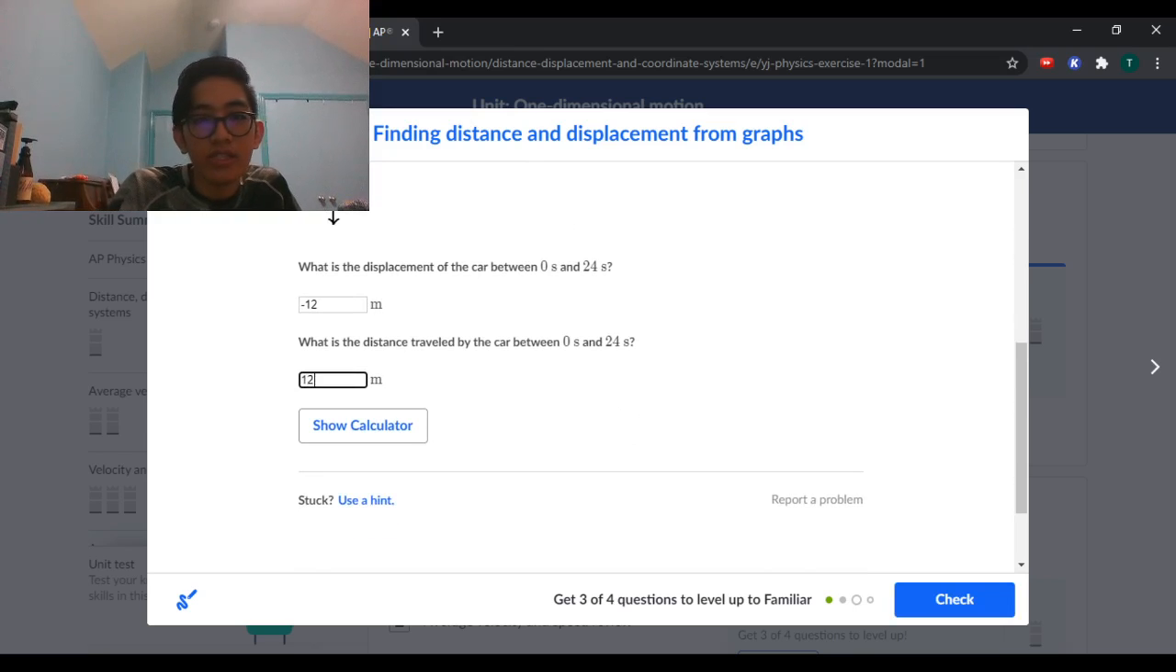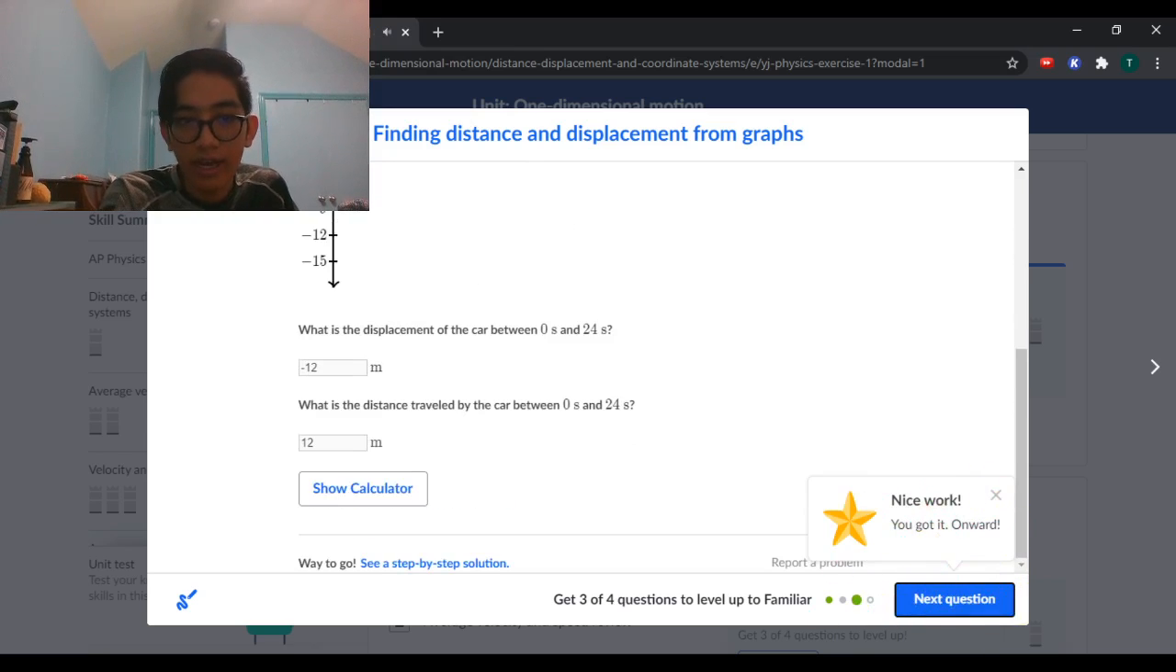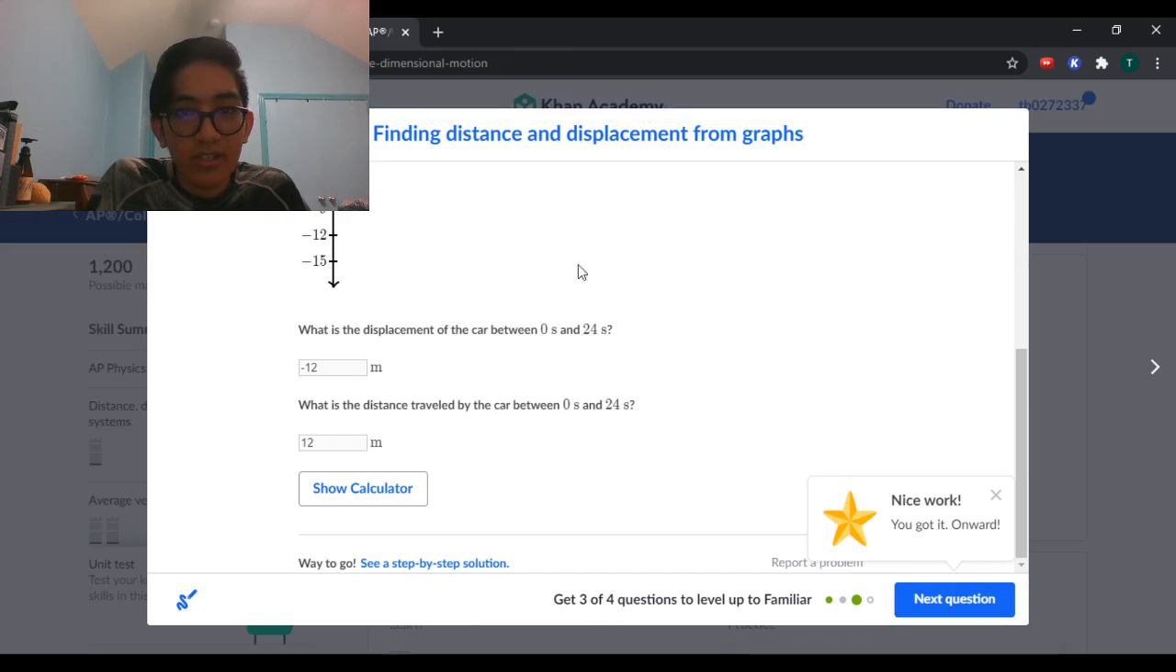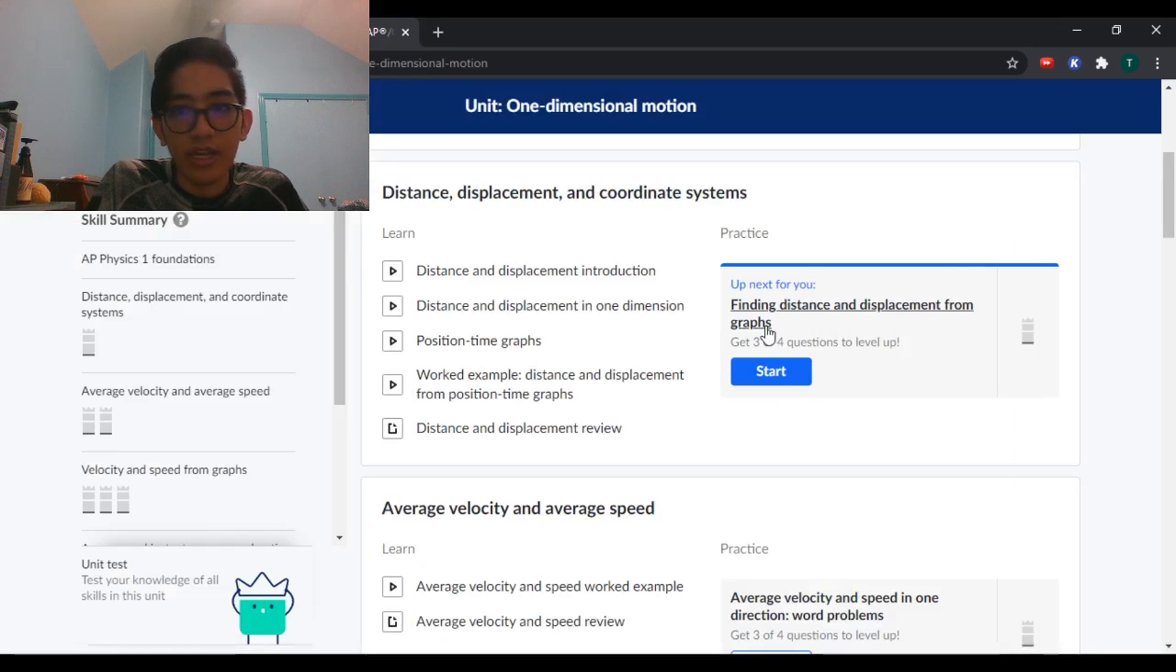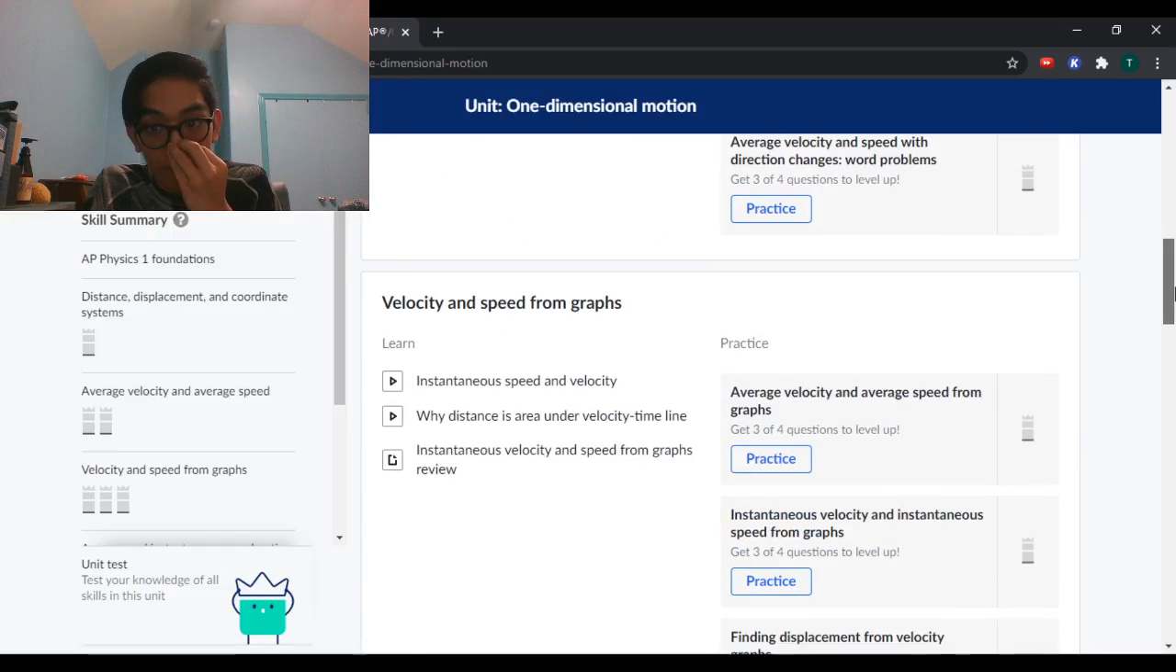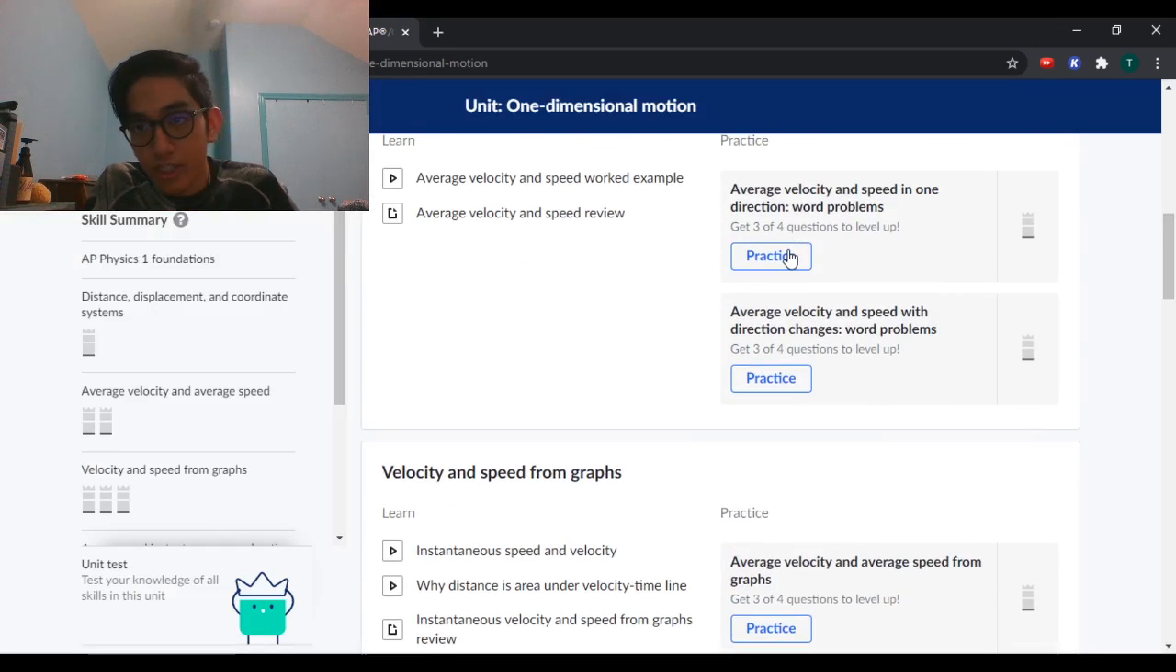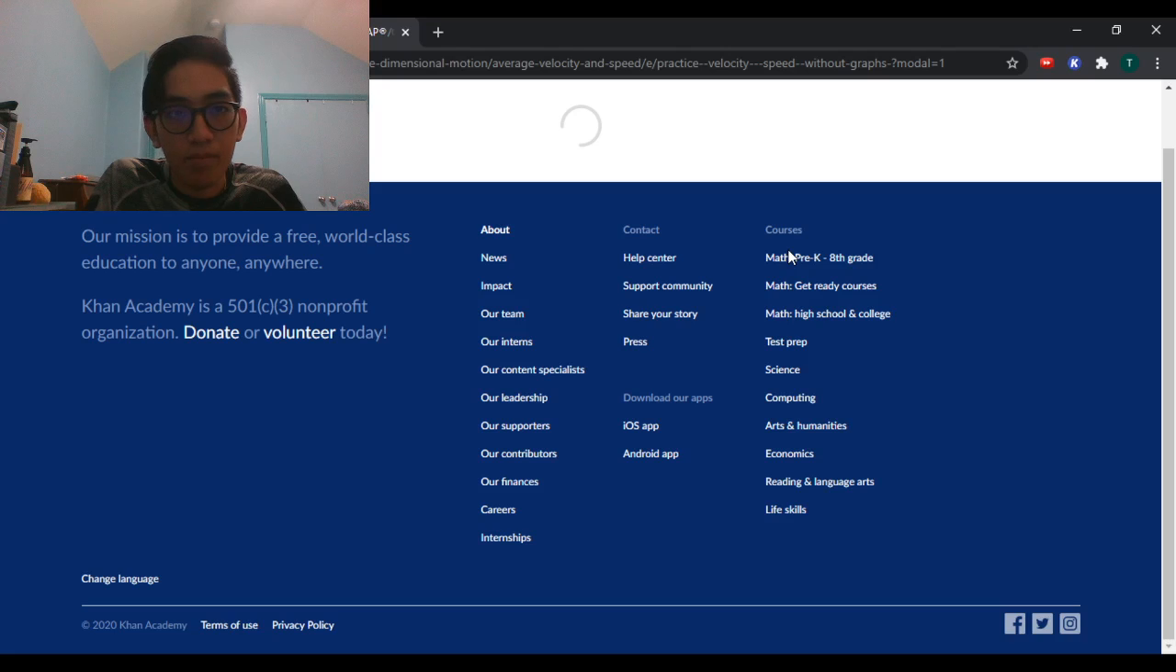And notice how the distance does not have a sign. Distance does not have a sign because there's no such thing as a negative meter, right? So that's just basically distance and displacement for you. Now, we're going to move on to average speed in one direction word problems, right?